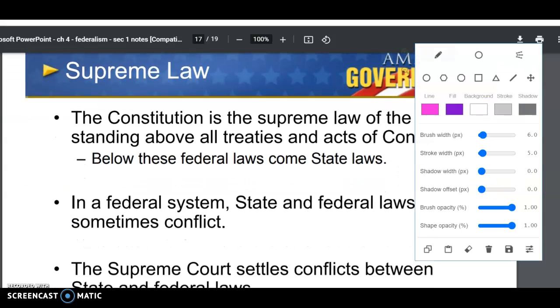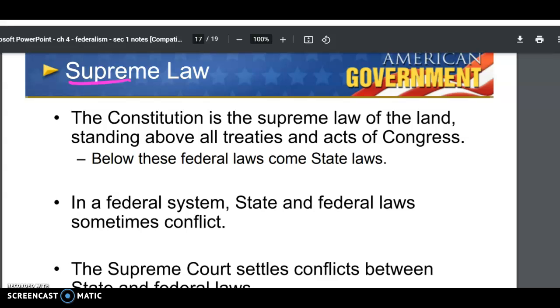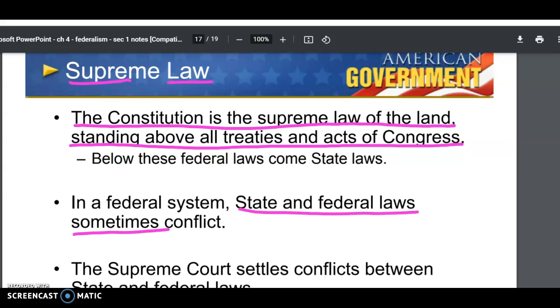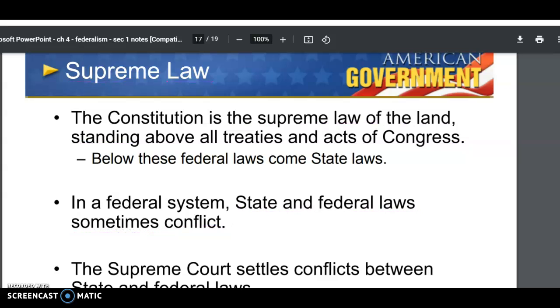All right, our next heading is supreme law. The Constitution, you need to know, is the supreme law of the land, standing above all treaties or acts of Congress. So it's higher than any of those. Below these federal laws come state laws. So the Constitution is the law of the land, and after that come federal laws and then state laws. In this federal system that our government has, state and federal laws sometimes conflict with one another. That's sometimes a problem.